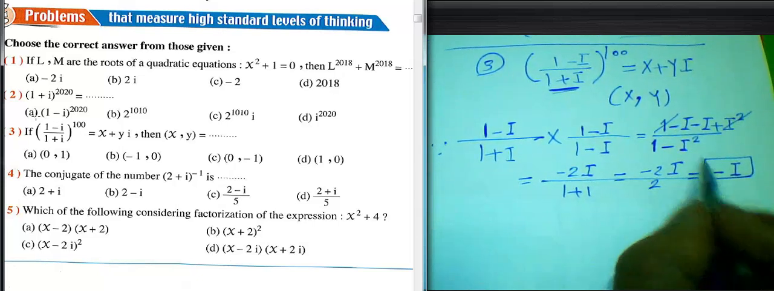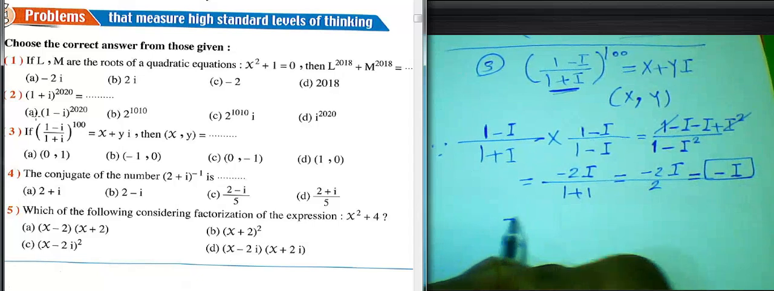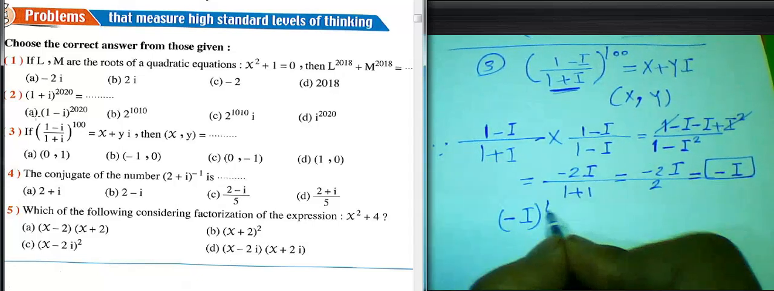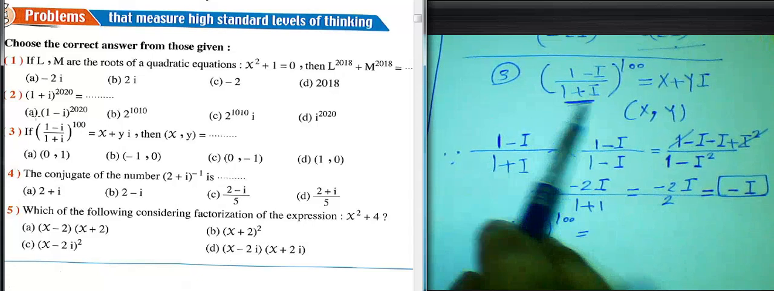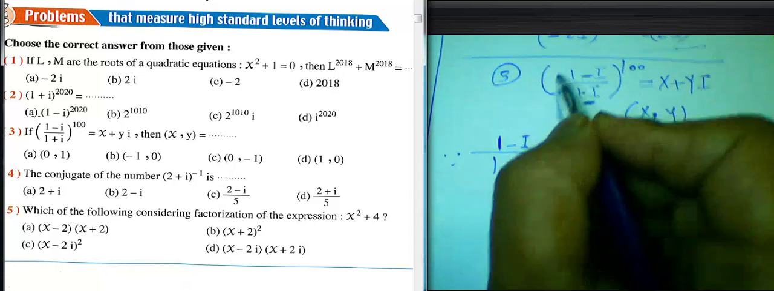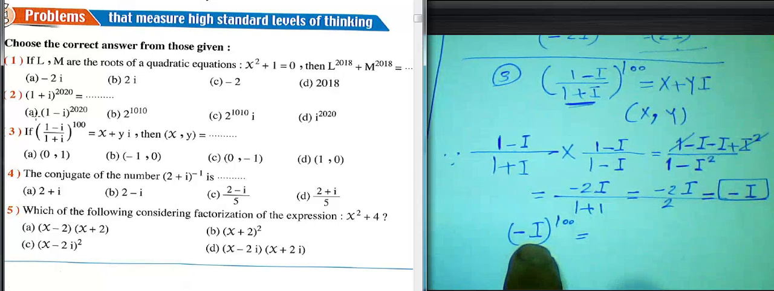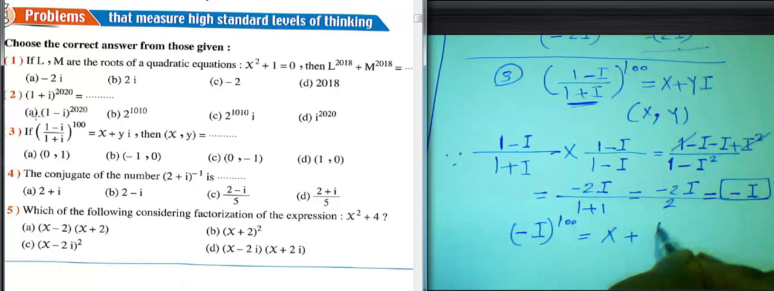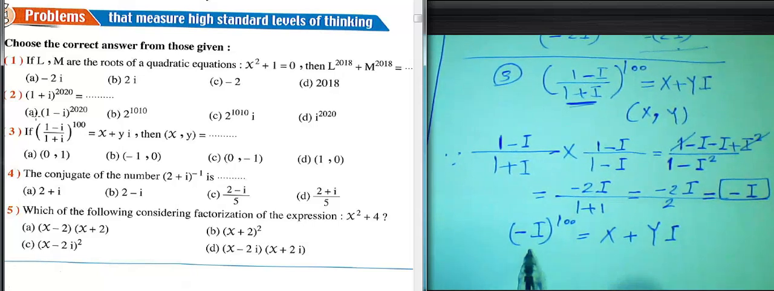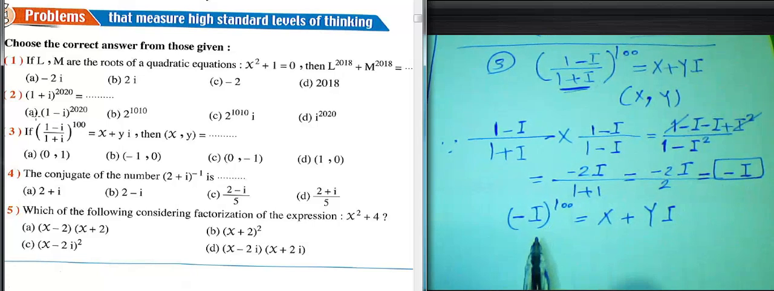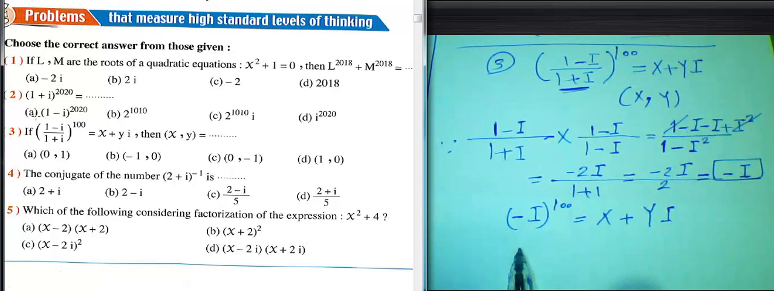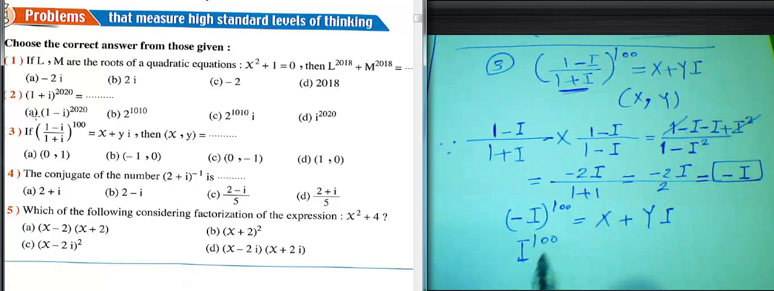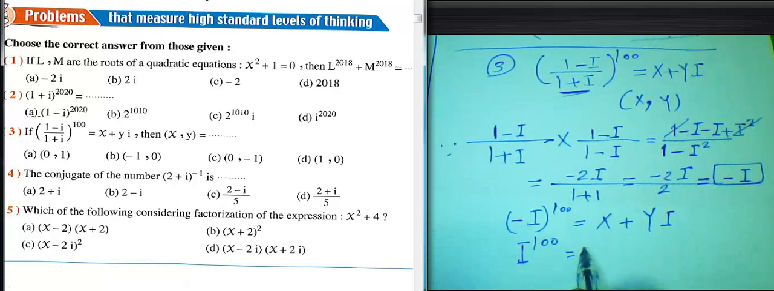Okay, look at negative i to power 100. Again, this fraction we can simplify it to negative i in parentheses to power 100, equal x plus yi. Who can solve it? It's easy because 100 is an even number. We will cancel this and we write 100. 100 can be divided by 4, so i to power 100 equal 1. The result will be 1.